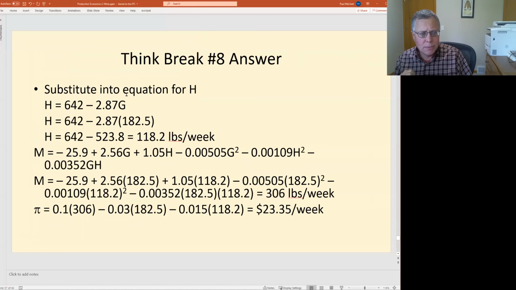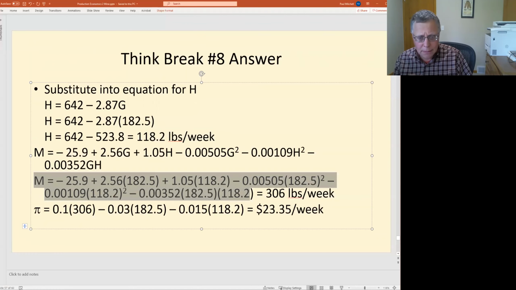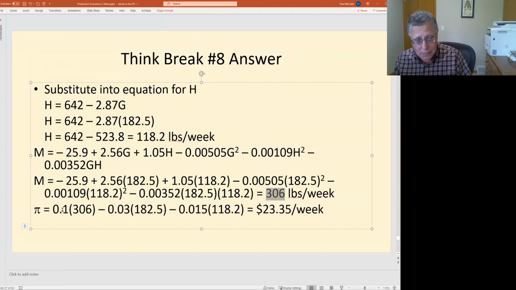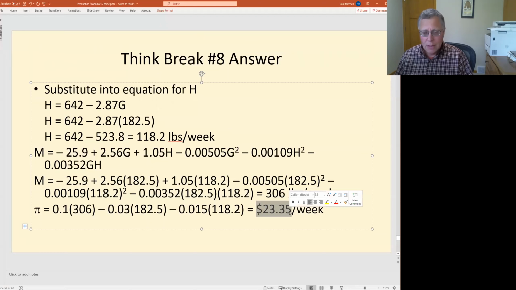But substitute, you get the H, and you get 118 pounds per week, 118.2. And now, how much milk does the process give you? You go through the math here, and you get 306 pounds per week, which is a little bit less than 309, but your profits are much lower. Instead of $42.20, it's now $23.35 a week. And you have to use that to pay all your costs besides grain and hay for milking these cows.